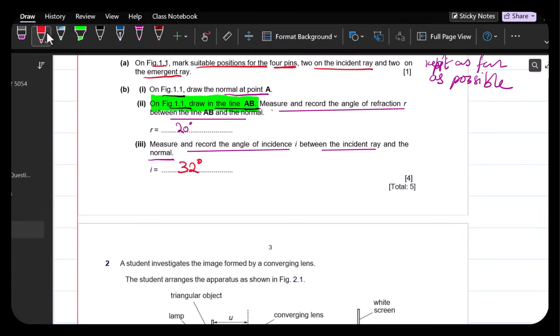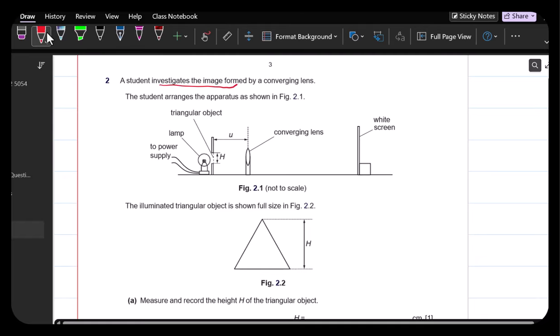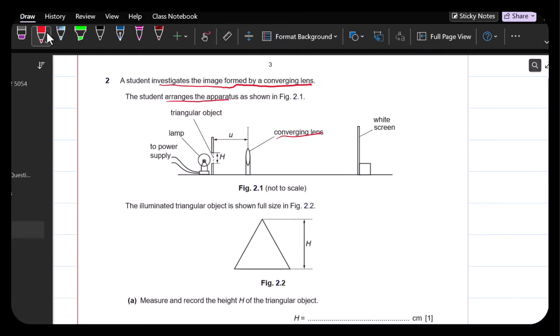Question number one is done. Now on to question two. A student investigates the image formed by a converging lens. Here we have a converging lens. The student arranges the apparatus as shown in figure 2.1. So you can see this diagram. We have a triangular object here.